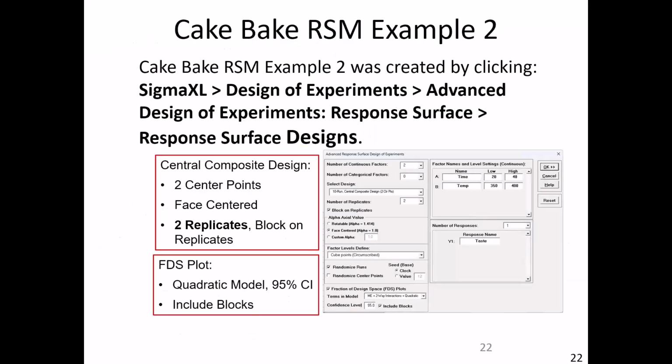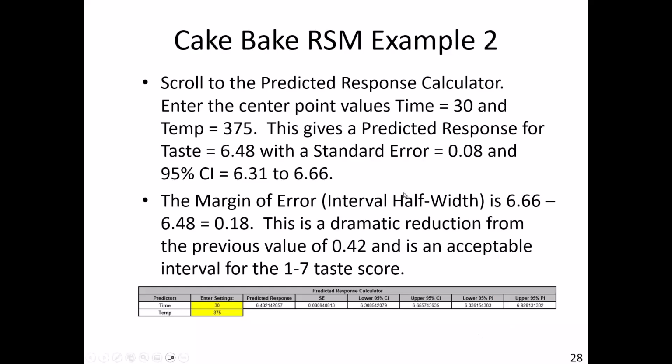All right, so that's a significant reduction in margin of error. Let's bring up the slides here. All right, the margin of error is 0.18, a dramatic reduction from the previous value of 0.42, and is an acceptable interval for the 1 to 7 taste score. So rather than 0.42, it's now 0.18. So going from 1 replicate to 2 replicates has really made a dramatic improvement in the prediction precision.